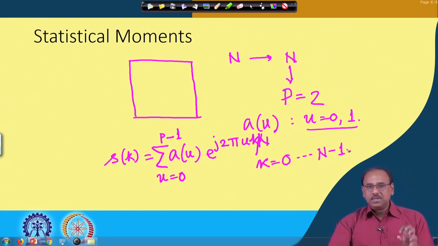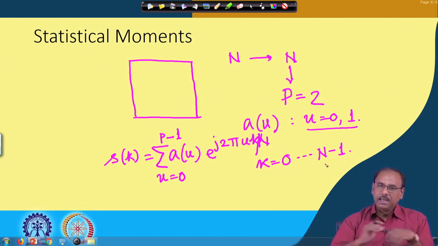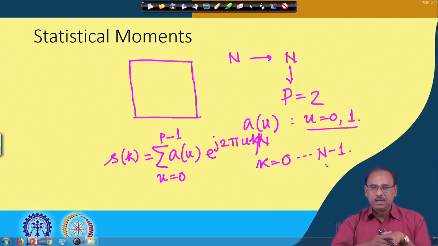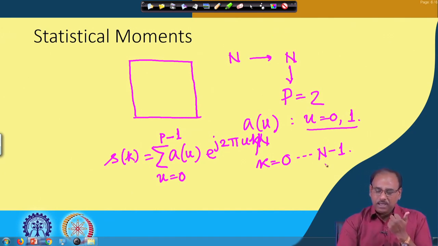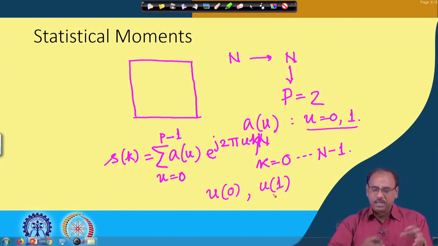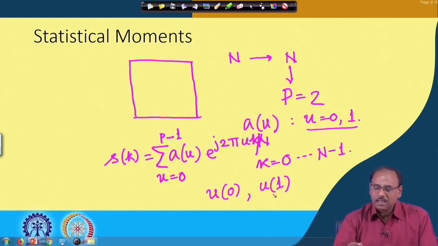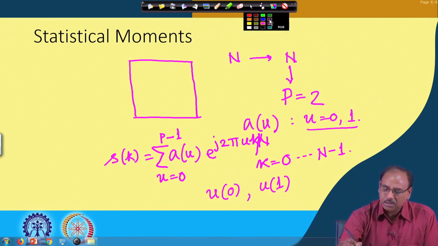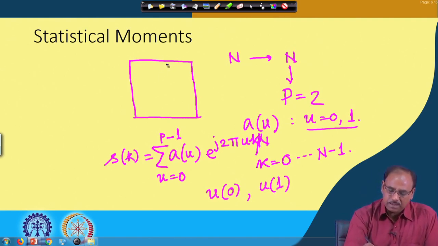Since I had capital N points on the boundary, I am reconstructing capital N points through this inverse Fourier transformation, but while doing so, the number of Fourier coefficients that I am considering is not N, rather P coefficients, where P is lesser than N. So if I consider P equal to 2, that is, only the Fourier coefficients u0 and u1 in the inverse Fourier transformation, then the shape that I reconstruct will be something like this.